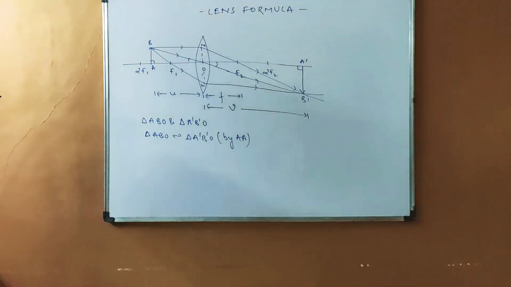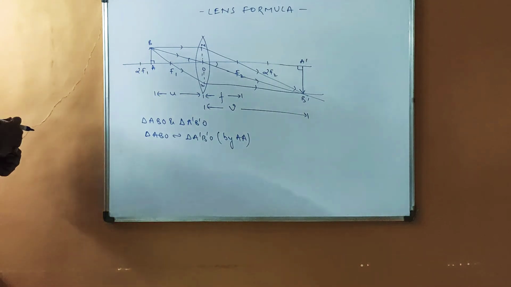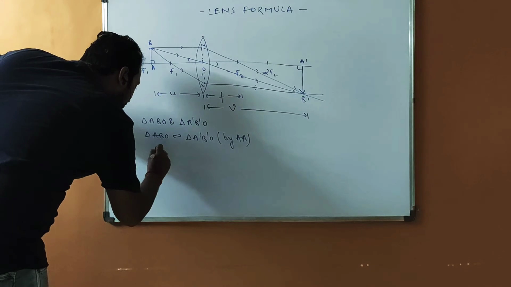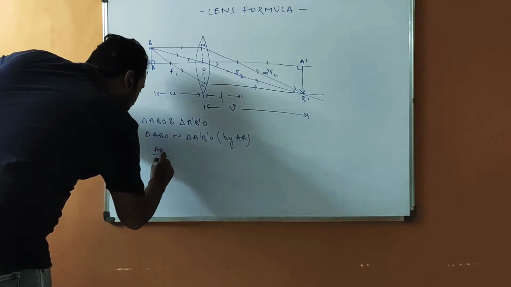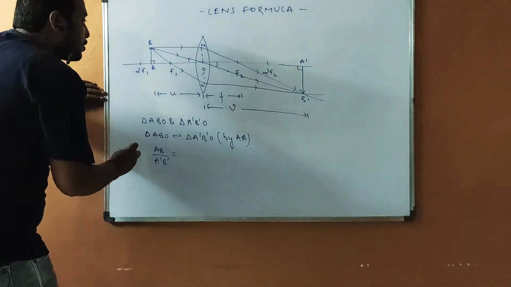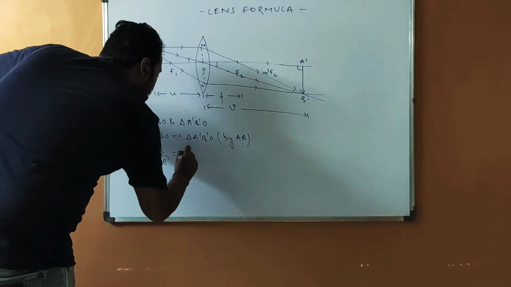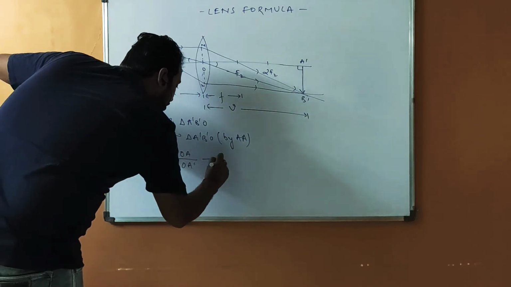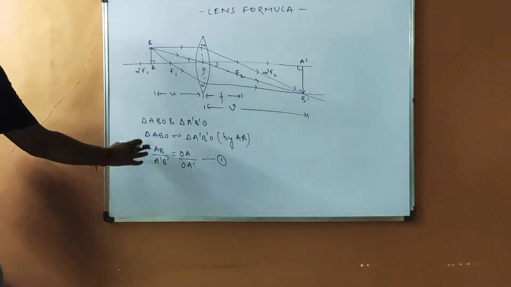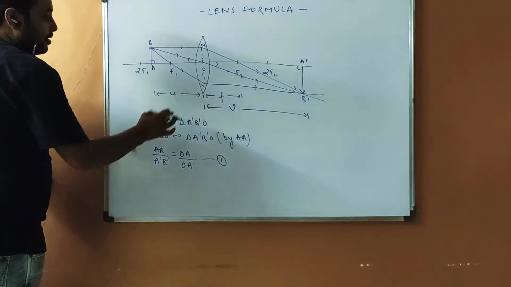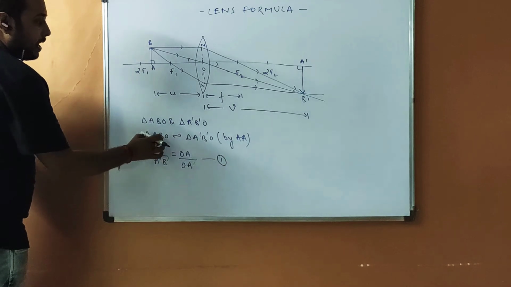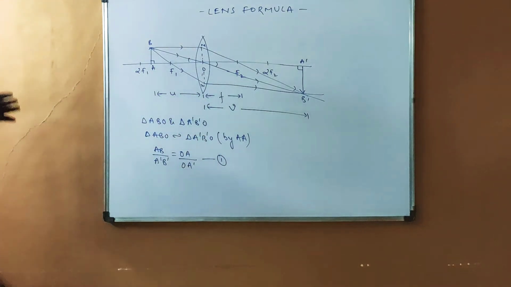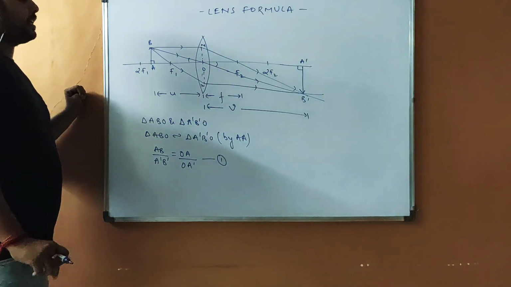What happens when the triangles are similar? The ratio of the sides is equal. So I am writing it here: AB upon A dash B dash equals OA upon OA dash. This is equation 1. Okay, got it?